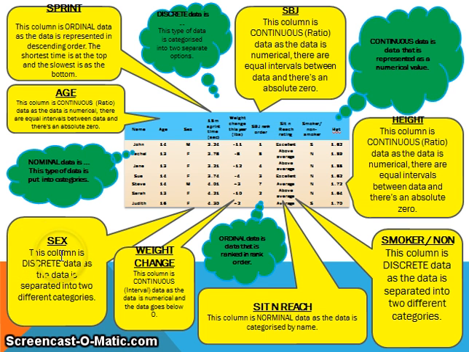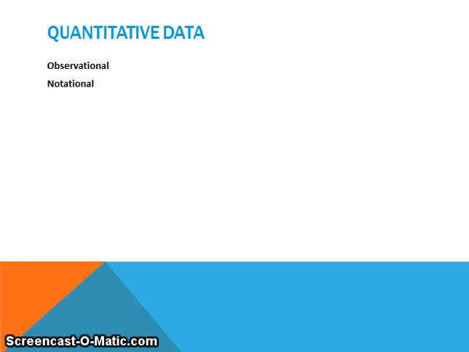Right, so the sex column. This column is discrete data, as the data is separated into two different categories, so you're either male or female. Nominal data. This type of data is put into categories, so it's by name, in alphabetical order. Right, so you've got the age column. This column is continuous ratio data, as the data is numerical and therefore there are equal intervals between each data, and there's an absolute zero, because you could be 0 years of age. Right, so quantitative data. You got observational and notational.